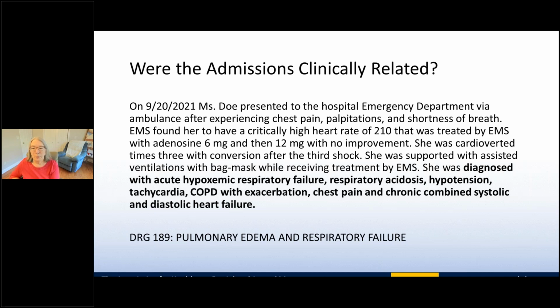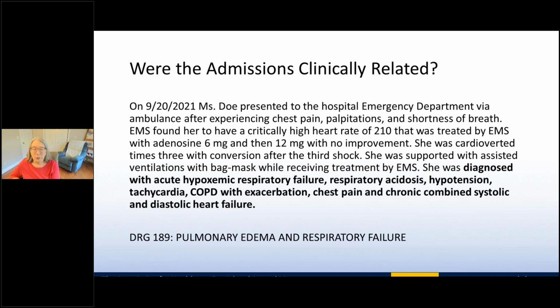So she presented to the hospital emergency department via an ambulance after experiencing chest pain, palpitations, and shortness of breath. EMS found her to have a critically high heart rate of 210 that was treated with adenosine, 6 milligrams, and then 12 milligrams with no improvement. She was cardioverted ×3. The third cardioversion, or third shock, resulted in a cardioversion. She was supported with assisted ventilations with a bag mask while receiving treatment by EMS.